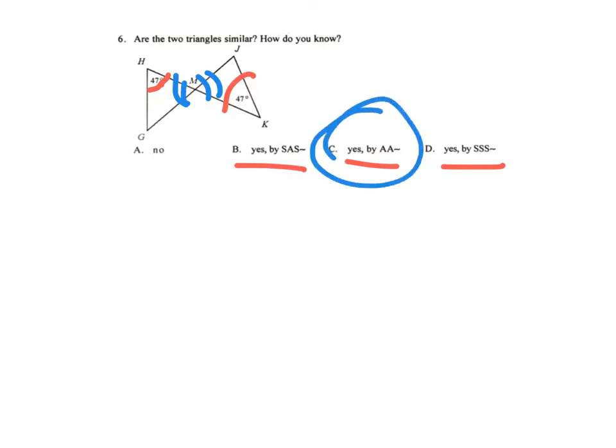Number 6 says, are the two triangles similar? How do you know? This one's actually really similar to the one we did in our last video. Again, we're choosing between side-angle-angle, side-side-side, or not at all. I notice we already have one angle that matches. We also have these two angles in the middle. Remember, these ones are kissing Vs, so they're going to be congruent to each other, and your answer is going to be yes by angle-angle similarity.